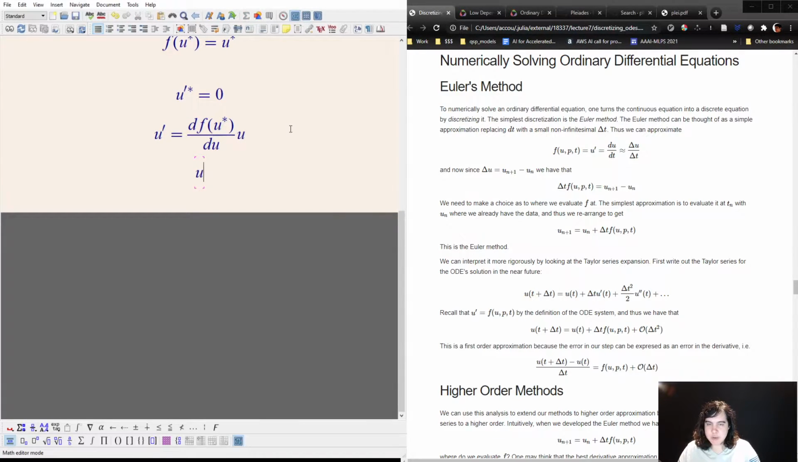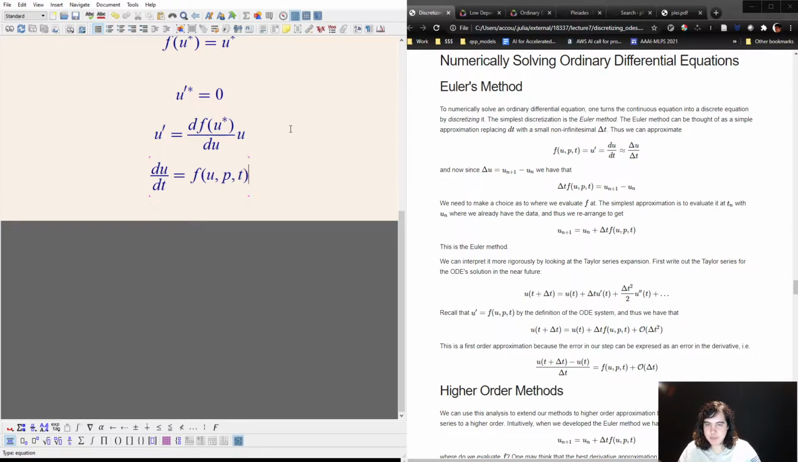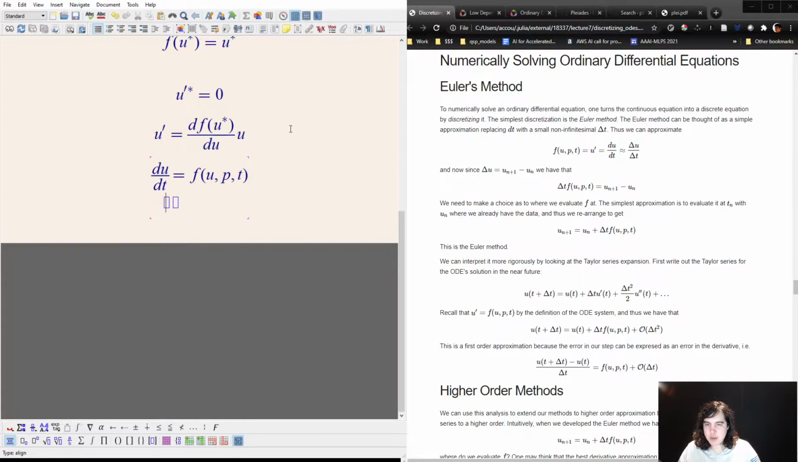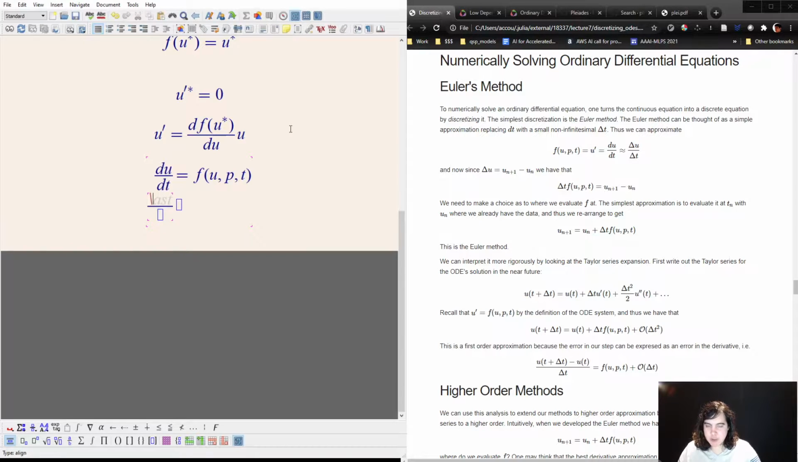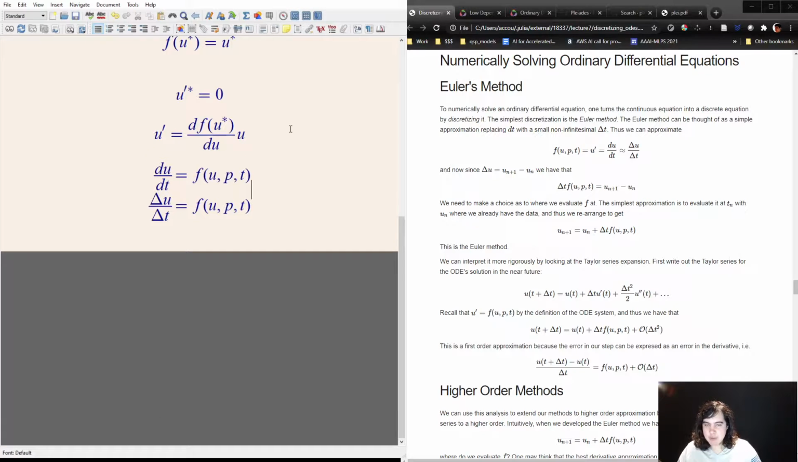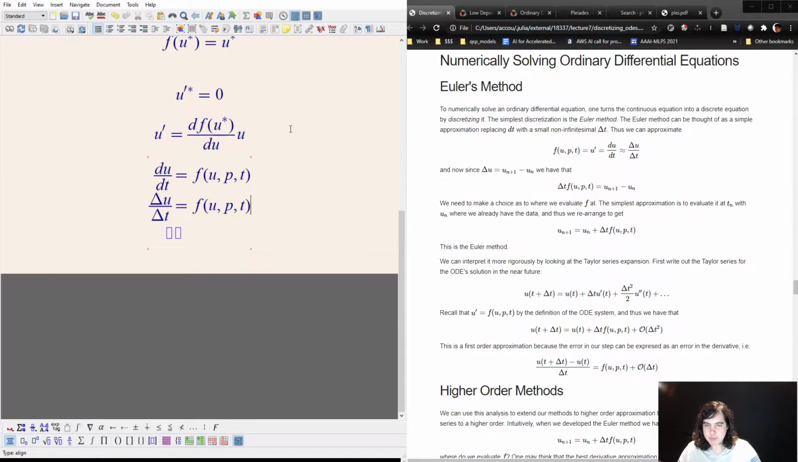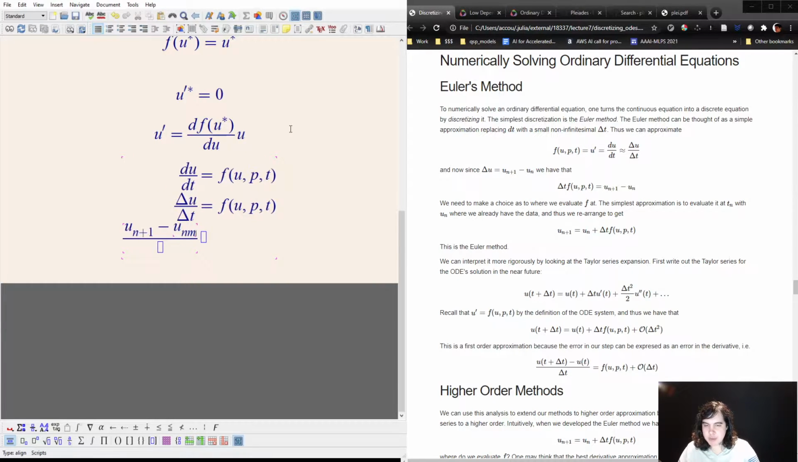So let me just do this derivation out. You have du/dt equals f(u, t). And now what we want to do is change this. This is an approximation, right? That we have delta u over delta t equals f(u, t), which we then expand. So we do (u_{n+1} minus u_n) divided by delta t equals f(u, t).